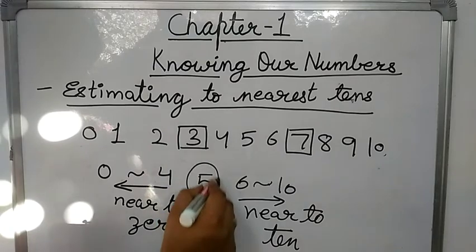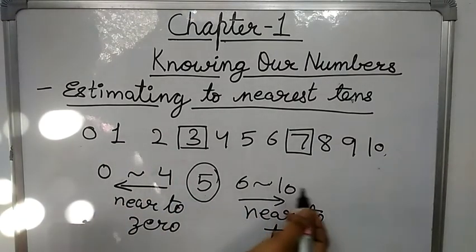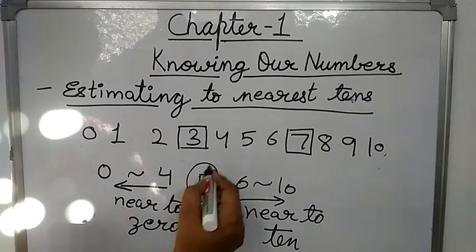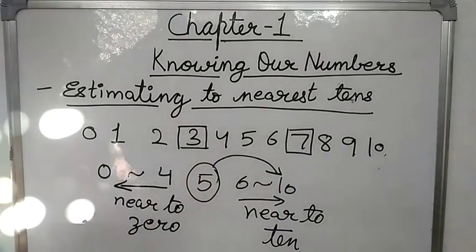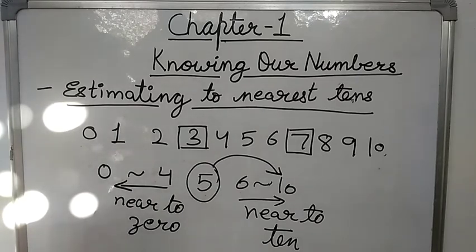The point is how this 5 can be estimated. Even though it is equidistant from 0 and 10, this 5 is always estimated as 10. Hope you understood. You can say one more thing for this, that numbers greater than 5 are near to their next 10, and numbers less than 5 are near to their previous 10.